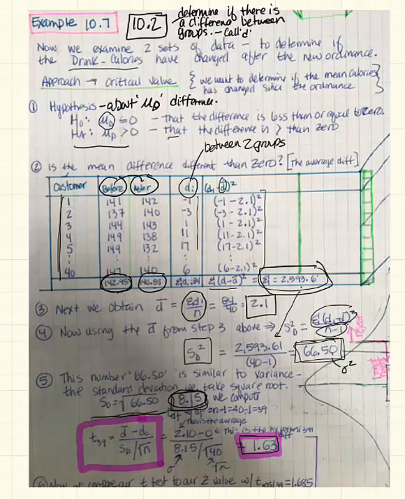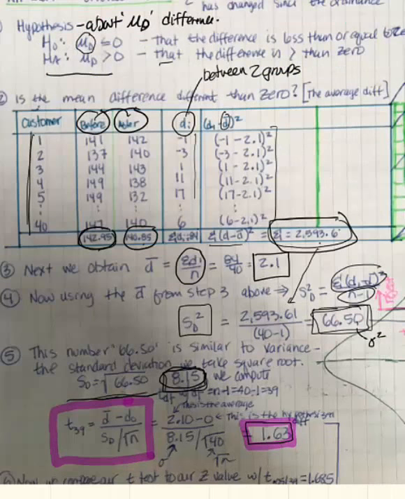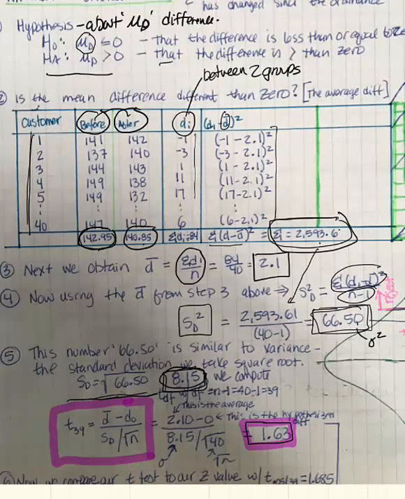So then we have to take this value here and decide whether or not it is outside or inside of our critical value. Our critical value for this problem is 1.685 right there, which we get from looking on the chart, which I showed you how to do.